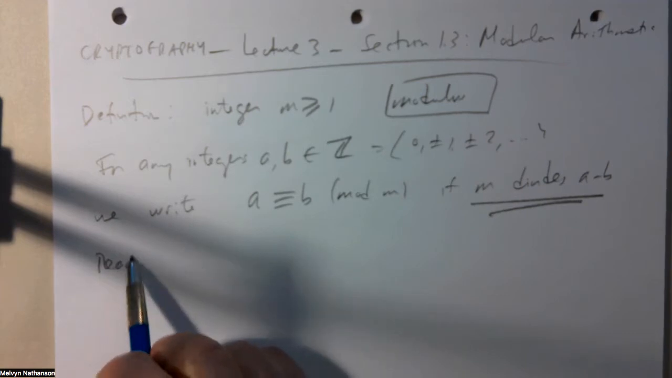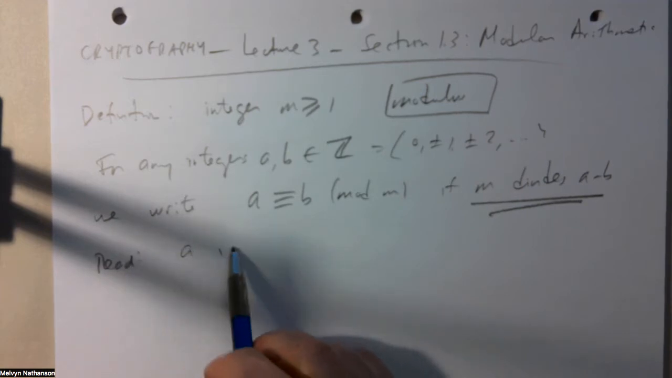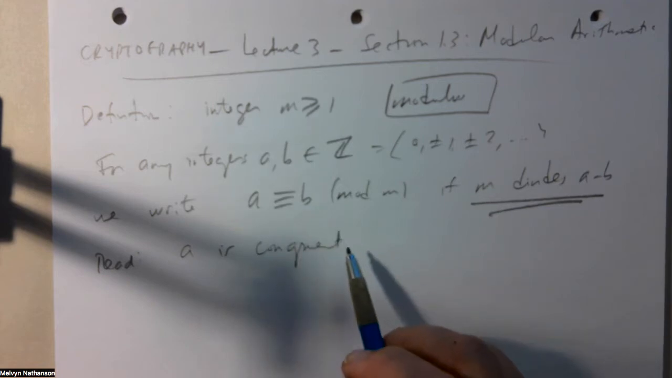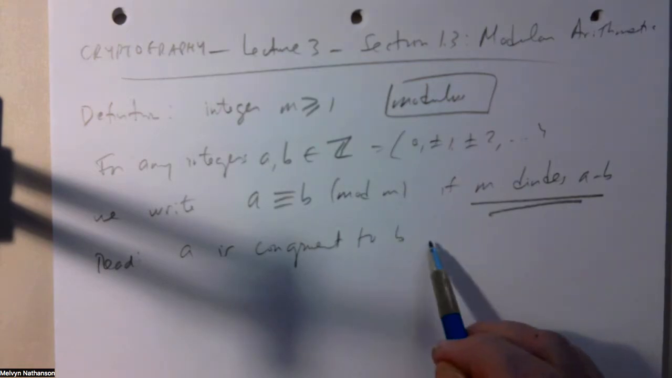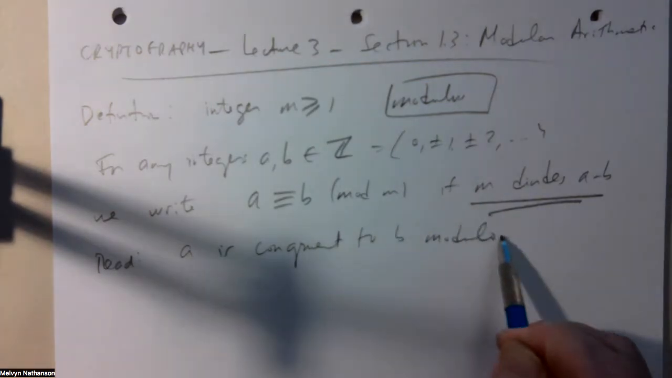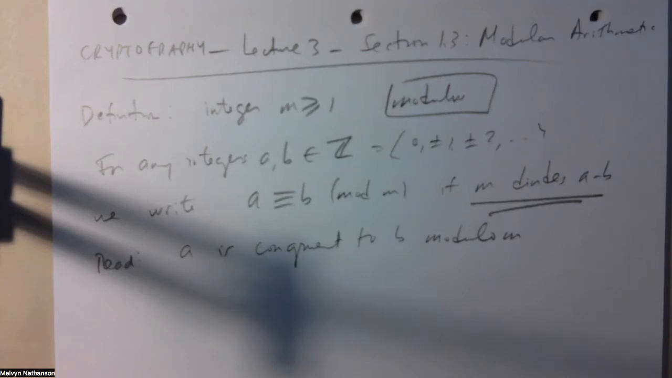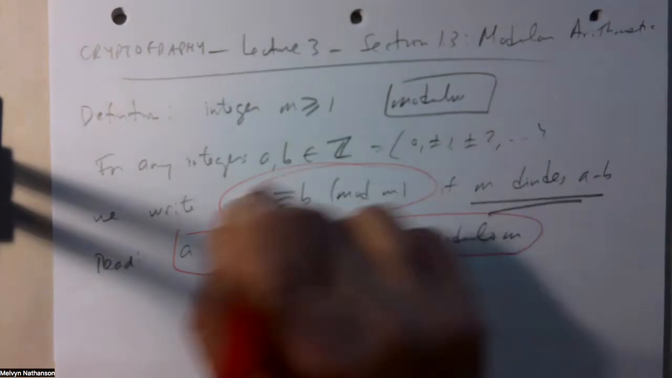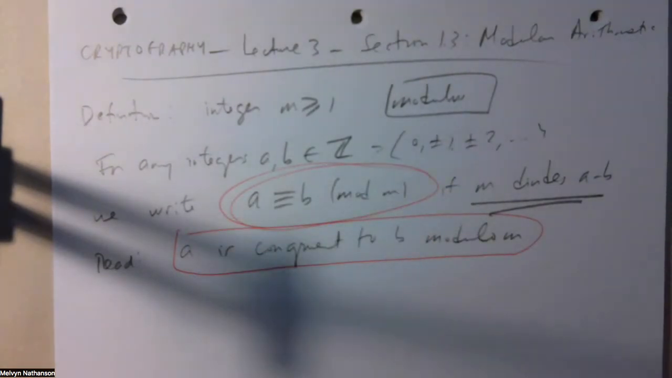And we read this as follows: a is congruent to b modulo m. So that's how we read this expression. And this is completely, absolutely fundamental in almost everything we do in this course.